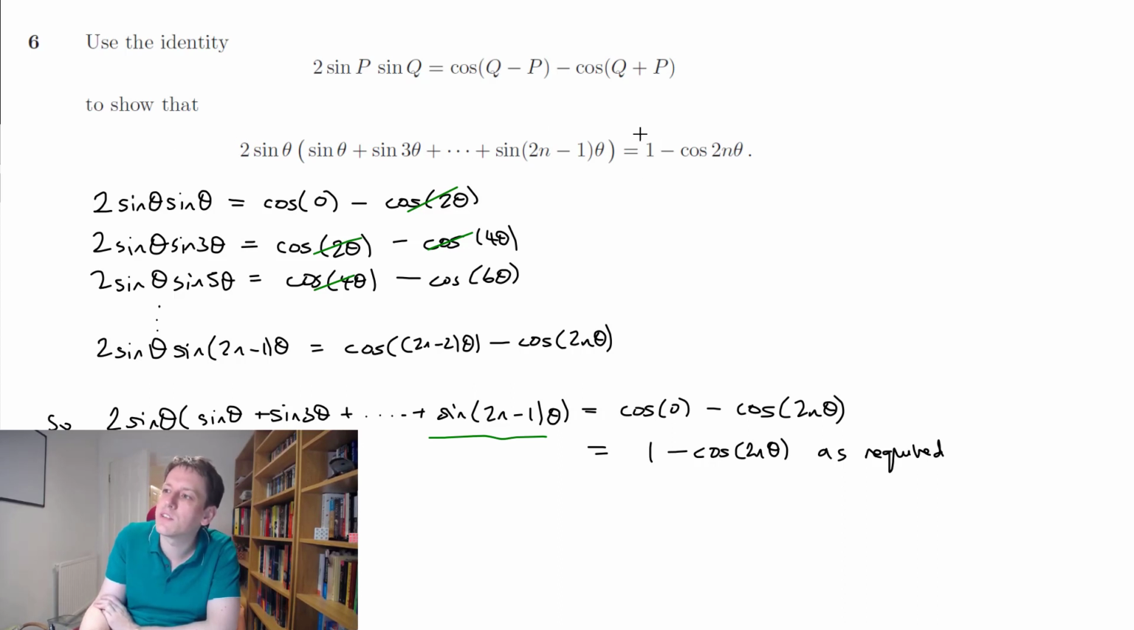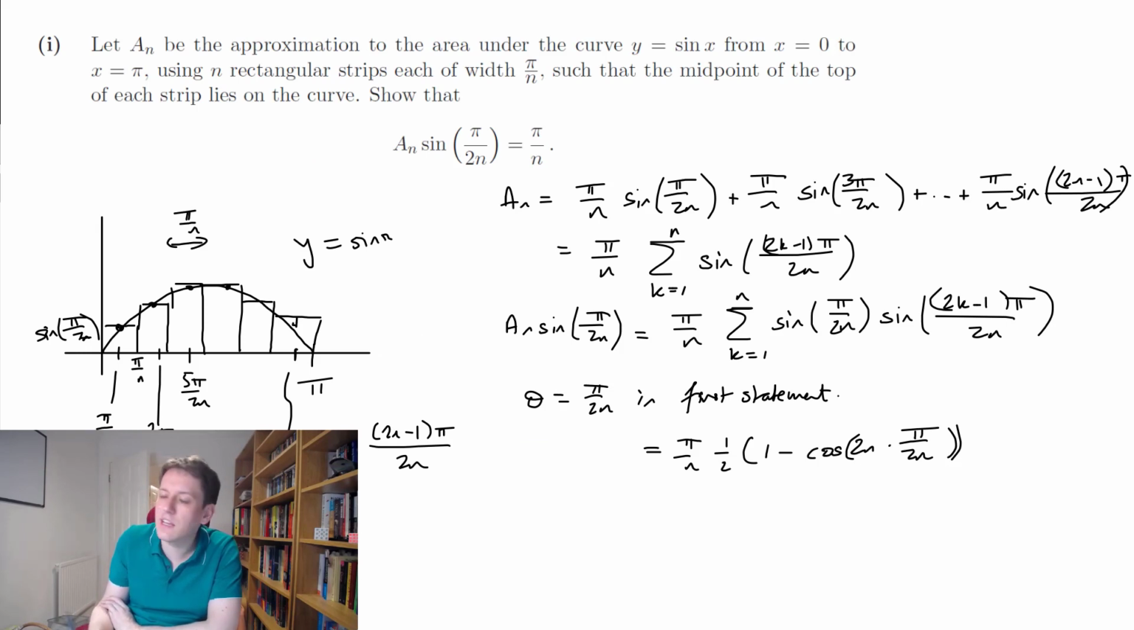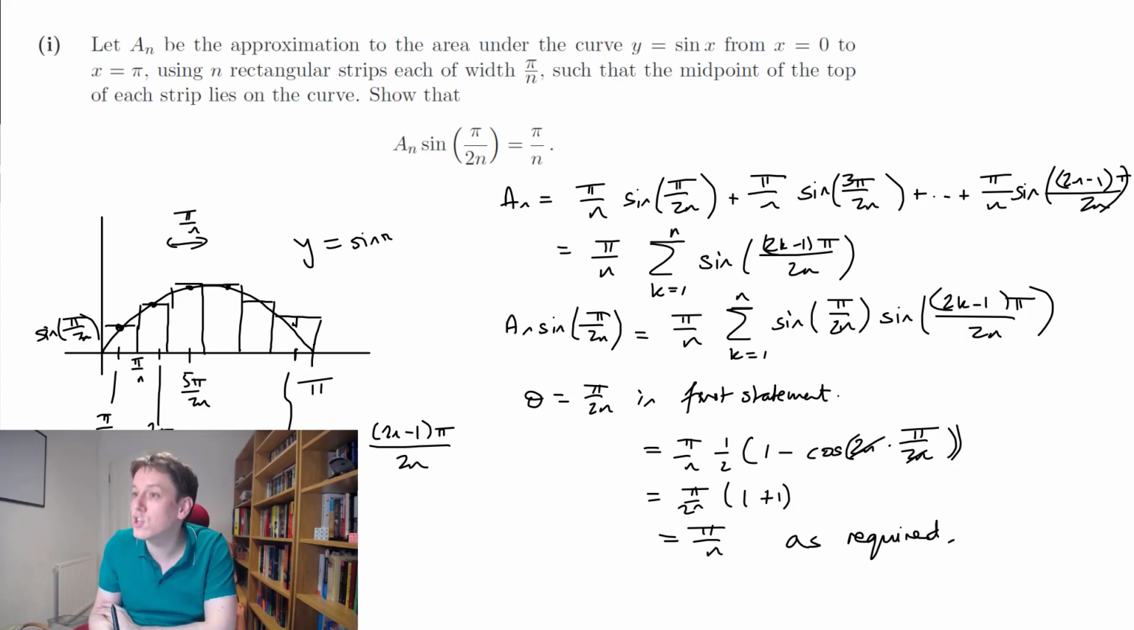Actually, there was a 2 here as well, so I'm dividing by 2 on this side, and if I put theta equals pi over 2n here, this becomes cos of 2n times pi over 2n, which is exactly what I've written here. So of course these 2n's cancel, and I just get pi over 2n times 1 minus cosine of pi. Cosine of pi is minus 1, so I've got 1 plus 1 is 2, and then the 2's cancel, so I just get pi divided by n, which is exactly what the question asked us to show. Okay, so getting a little bit trickier.